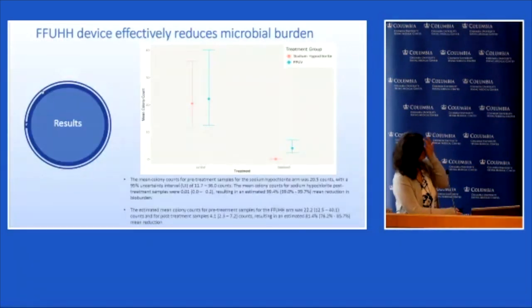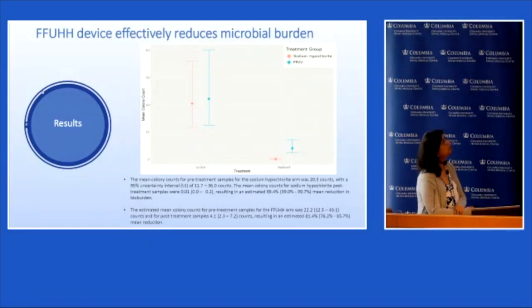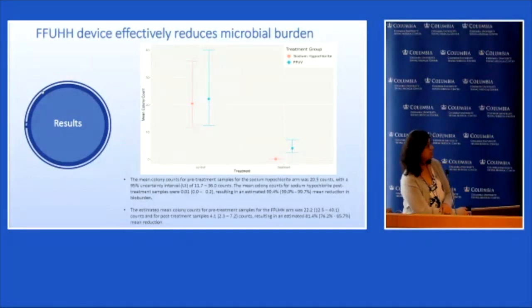Now, what we found was that when we had no treatment for both the sodium hypochlorite, which is shown here in red, as well as the UV, the mean colony counts hovered around 20 or so. However, when we did the treatment for both arms, you see a substantial decrease in the mean colony counts. When we converted them into percentages, we found that the sodium hypochlorite was about 99% effective. However, that of the UV was about 82% effective.